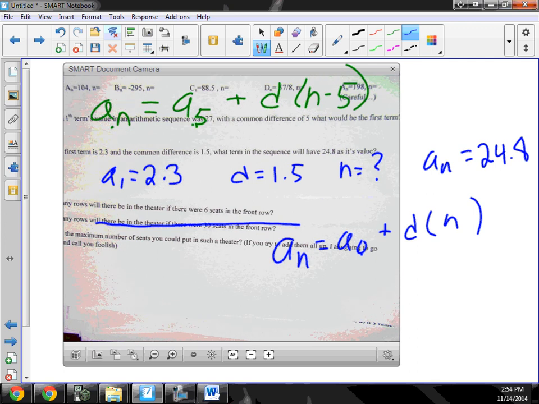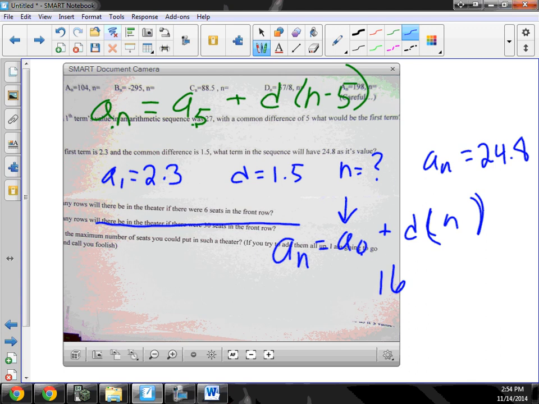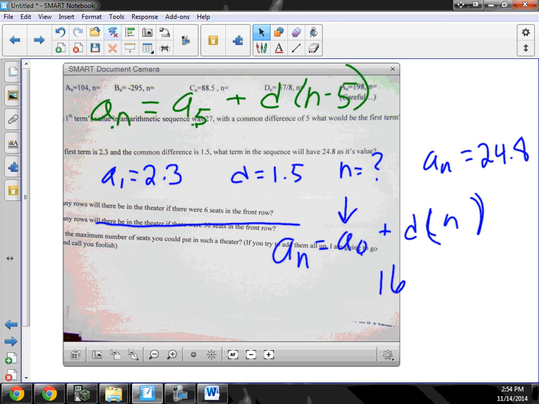Well, I know a sub 1, and I know d, so 2.3 minus 1.5 is 0.8. So you either put 0.8 there and then calculate n, or you do it the other way, which is a little creepy because you end up with an n minus 1. So however you decide to get it, what answer do you get? Is it 11? Or is that one 16? That one's 16. So however you do that, the answer should be 16. Okay. Good luck.